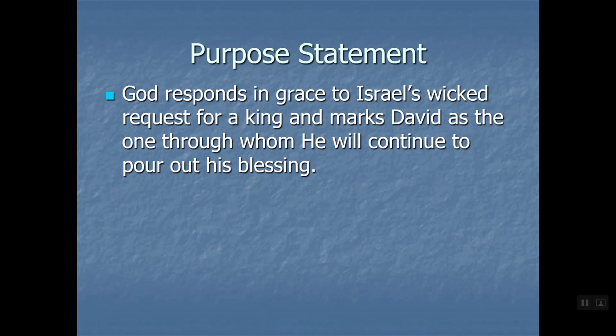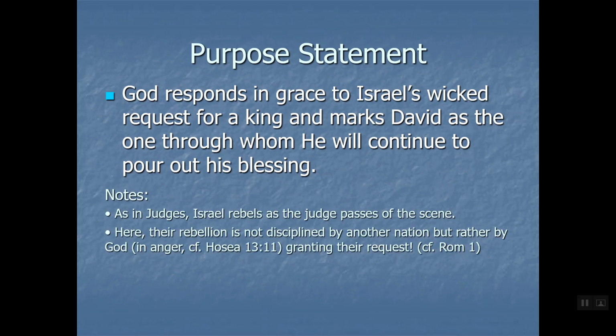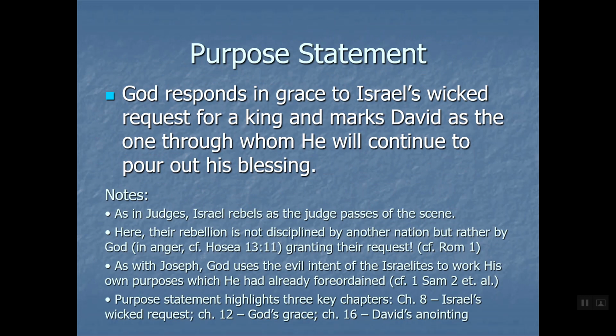And so to me, this is how I would describe the purpose of 1 Samuel. God responds in grace to Israel's wicked request for a king and marks David as the one through whom he will continue to pour out his blessing. He's made promises to Israel. We've studied them in the covenants. He's not going to turn his back despite them rejecting him. And he's going to continue to bless them, and he's going to do it through David now.